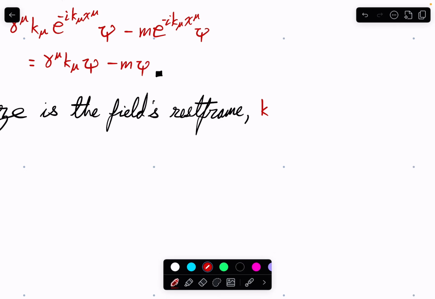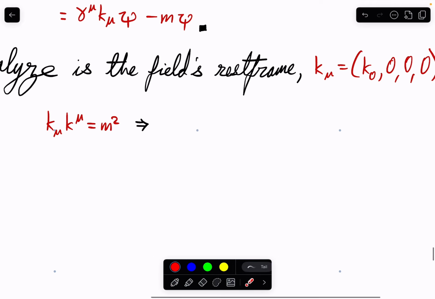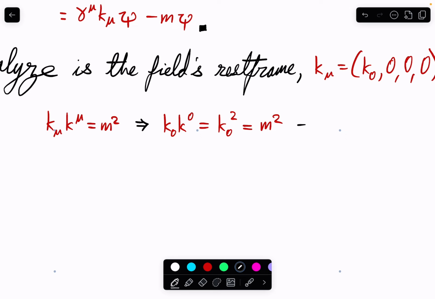And that is when this k mu here is just equal to k naught, and all the other components are 0, which means it's only moving in time. And so if we plug this into the dispersion relationship, if you recall k mu k mu equals m squared, the fact that k mu right now is only k naught means we end up with k naught squared equals m squared, which implies that k naught equals m.